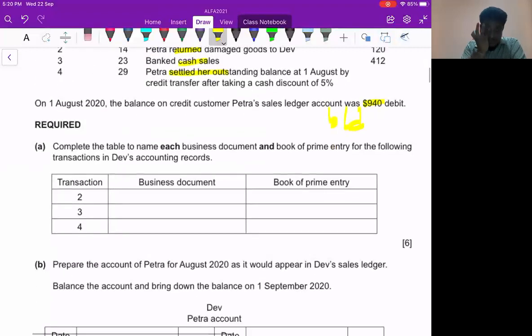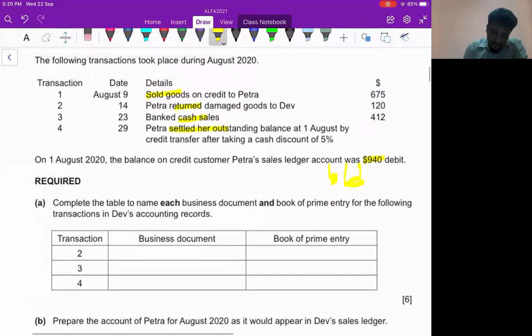So what does the question ask me to do? The question asks me to complete the table by stating each business document and book of prime entry for the following transactions. First one, transaction number 2. Transaction number 2 is this: Petra returned damaged goods to Dave.